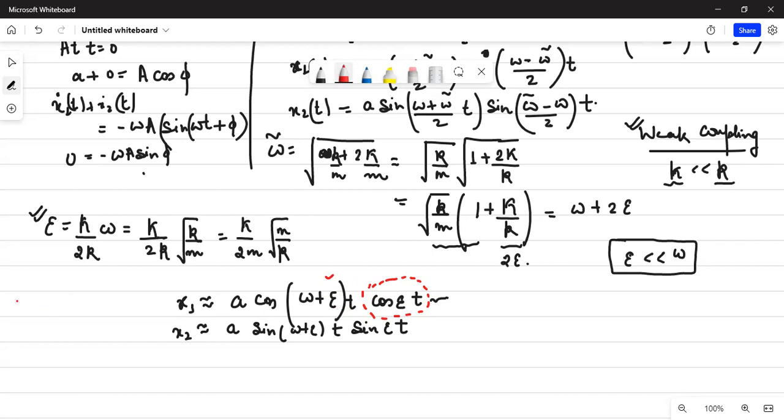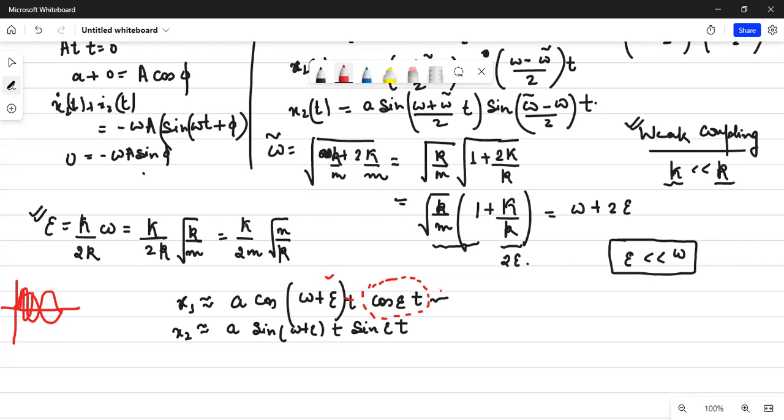I taught you on the very first day that if I plot the graph of sine, this is it. If I plot the graph of sine 2, this will be it. And if I plot the graph of sine 4, it will be like this. Are you getting my point? So if this epsilon is very small, this oscillation would go at a much slower pace than this cos of (omega plus epsilon) t. Is that clear?